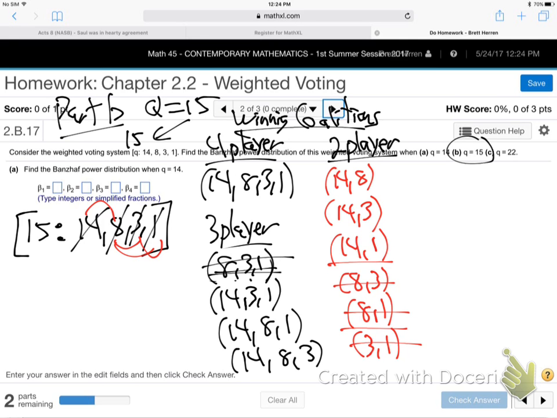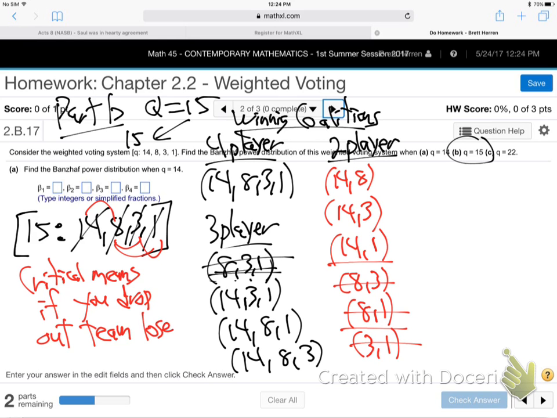Now, the hard part. We have to go through. This is where you got to be really careful. Got to go through player by player by player to find out who is critical, who makes the difference, or who doesn't. You're going to circle all the ones that are critical. Meaning, what does critical mean? So let me make sure we're really, really clear on that. Critical means if you drop out, the team loses. Right? If you drop out, the team loses.